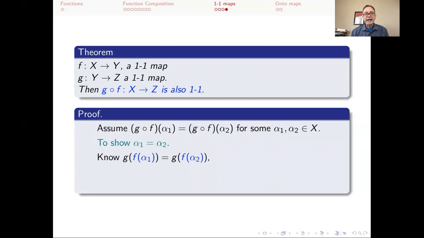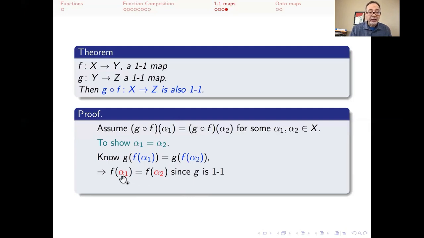What is G circle F of alpha 1? Well, that's G of F of alpha 1. G circle F of alpha 2 is G of F of alpha 2. These two things are the same. This means that G of F of alpha 1, think of that as an apple, and G of F of alpha 2, think of that as a strawberry, are the same. G of apple is the same as G of strawberry, but G was 1 to 1. That means that this apple and strawberry must have been the same thing because G couldn't have sent two different things to the same place. That means F of alpha 1 must be the same as F of alpha 2, because if G of apple is the same as G of strawberry, that means G sent apple and strawberry to the same place. And a one-to-one function cannot do that unless apple and strawberry are the same.